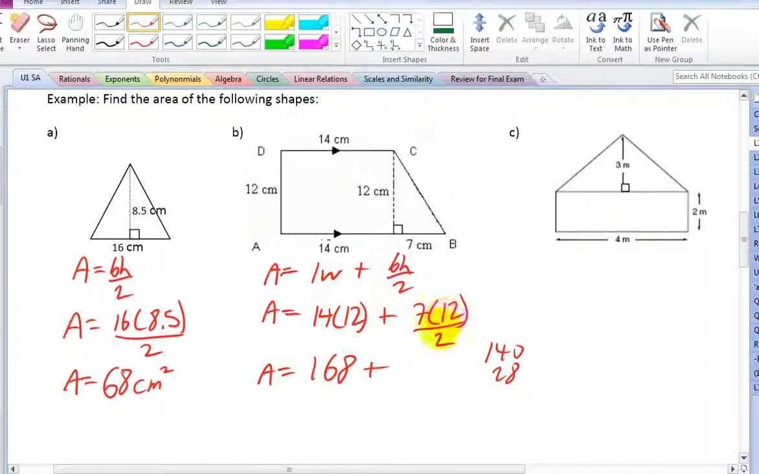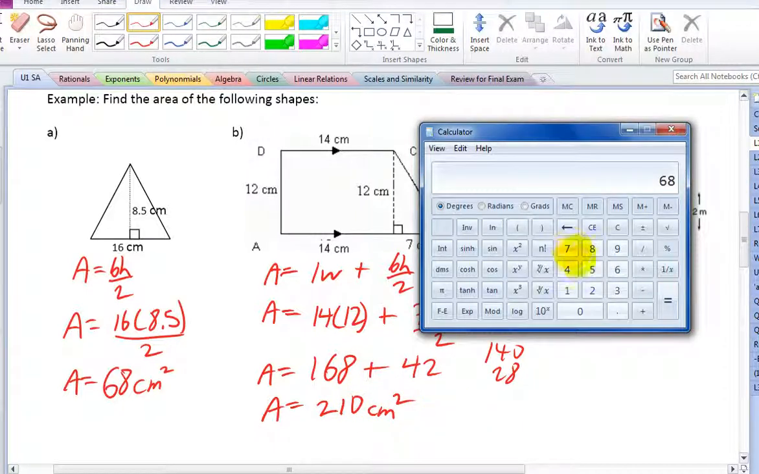Plus, this is an easy one. 12 divided by 2 is 6, times 7 is 42. So total, what is it? 210 centimeters squared. Now I'm going to check that.